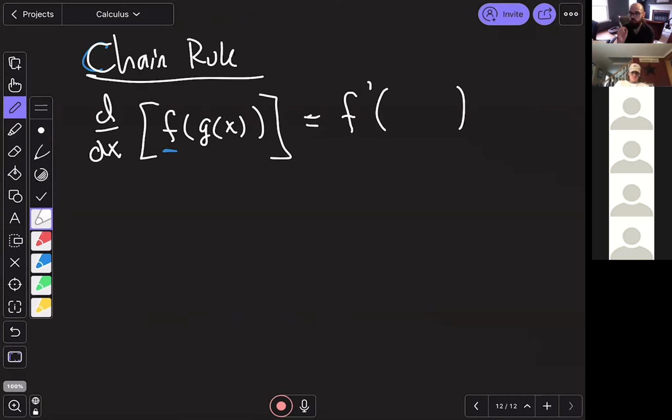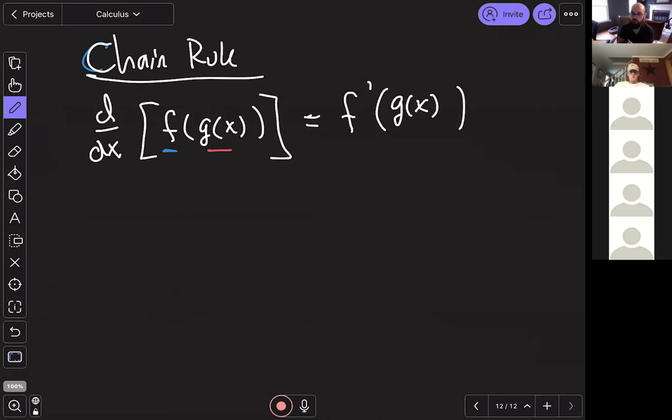And I'm going to use my inside function g of x as an input to that derivative. So this is going to be f prime of g of x. And then to end it, we're going to multiply all of this by the derivative of the inside function. Okay, so this is our formula for chain rule.